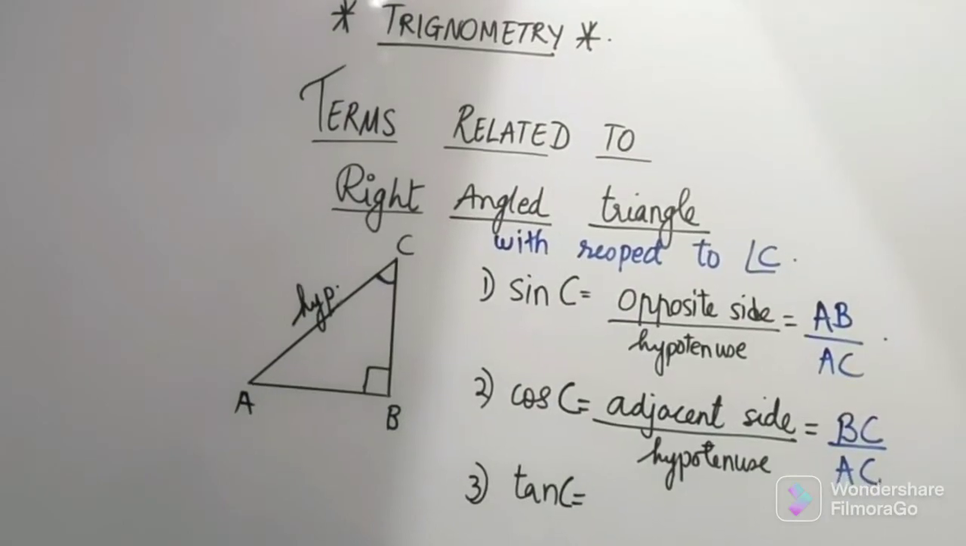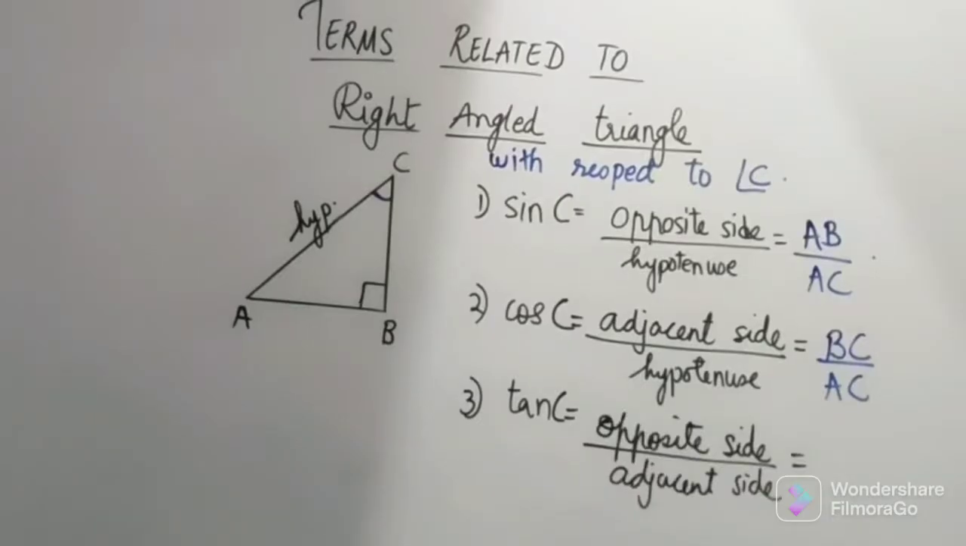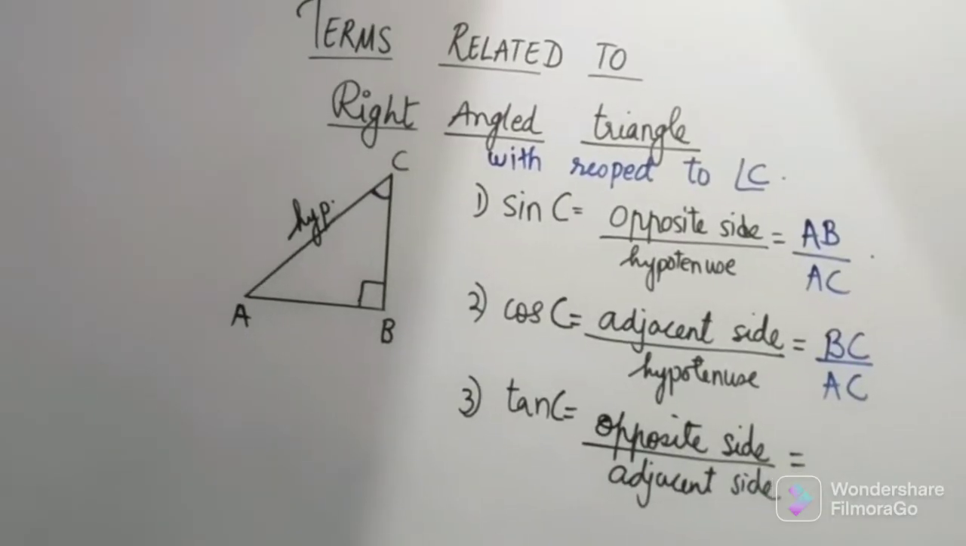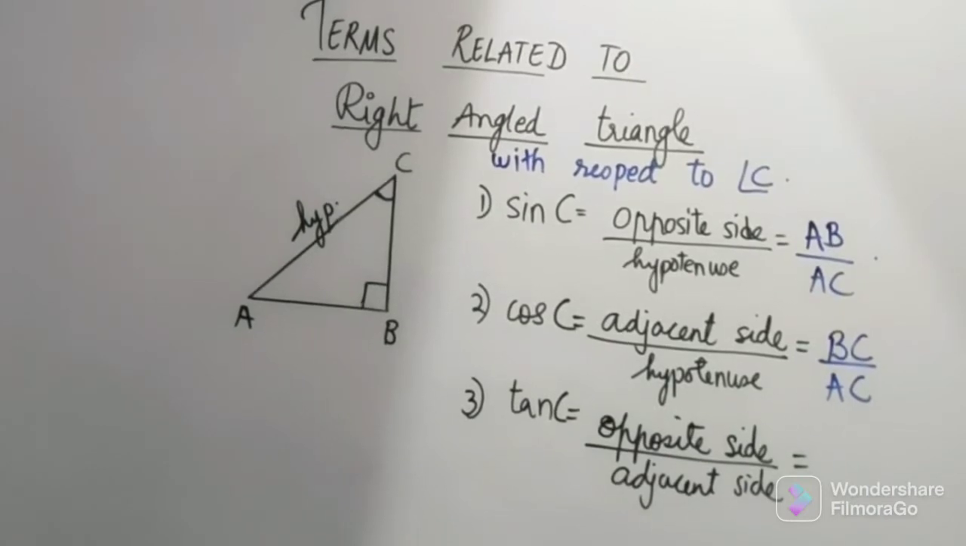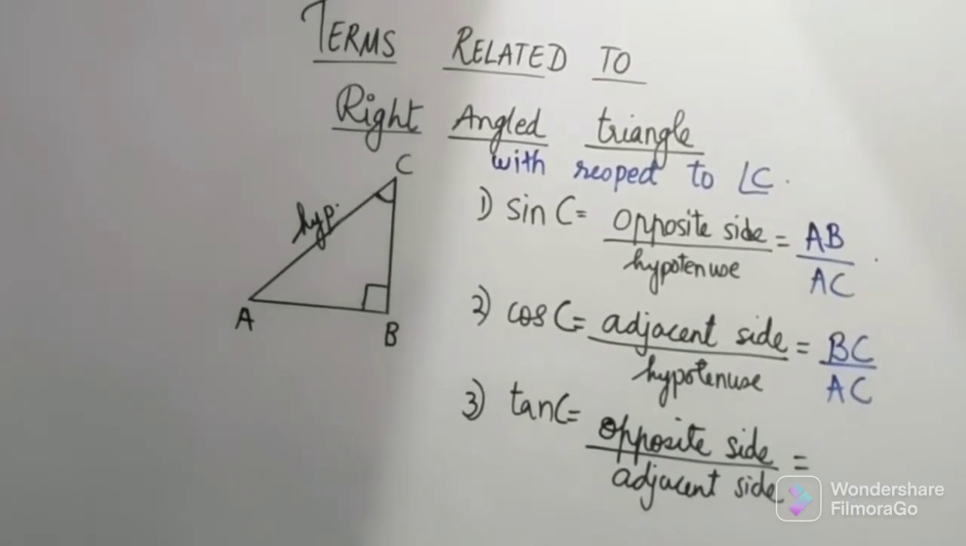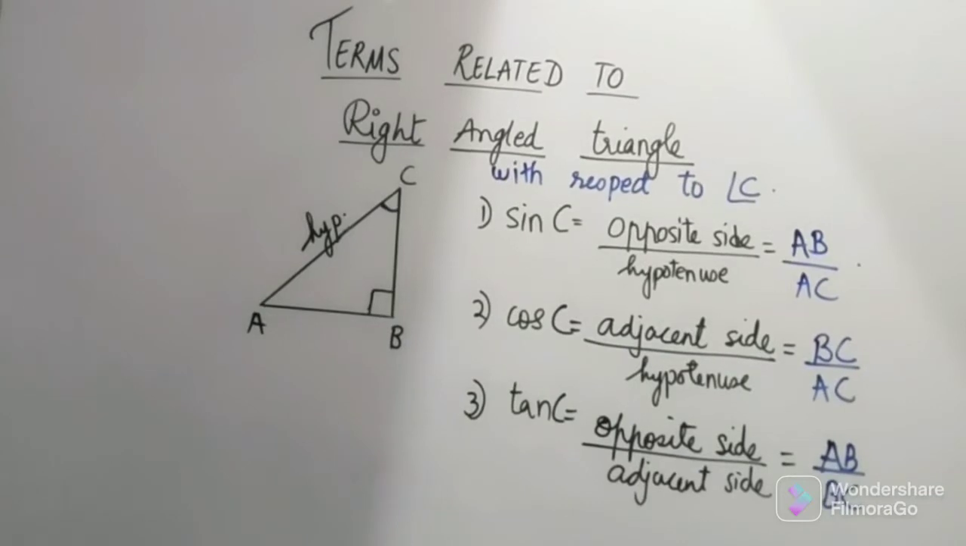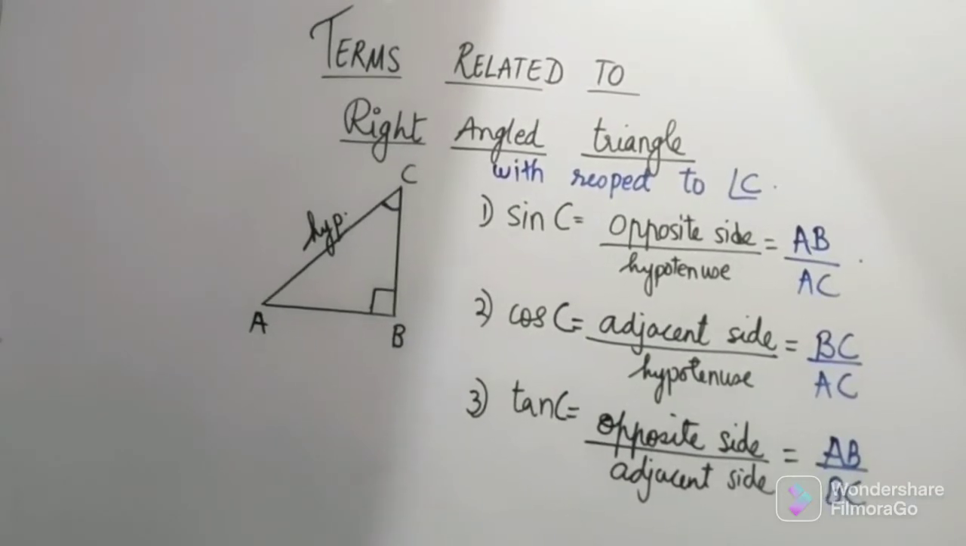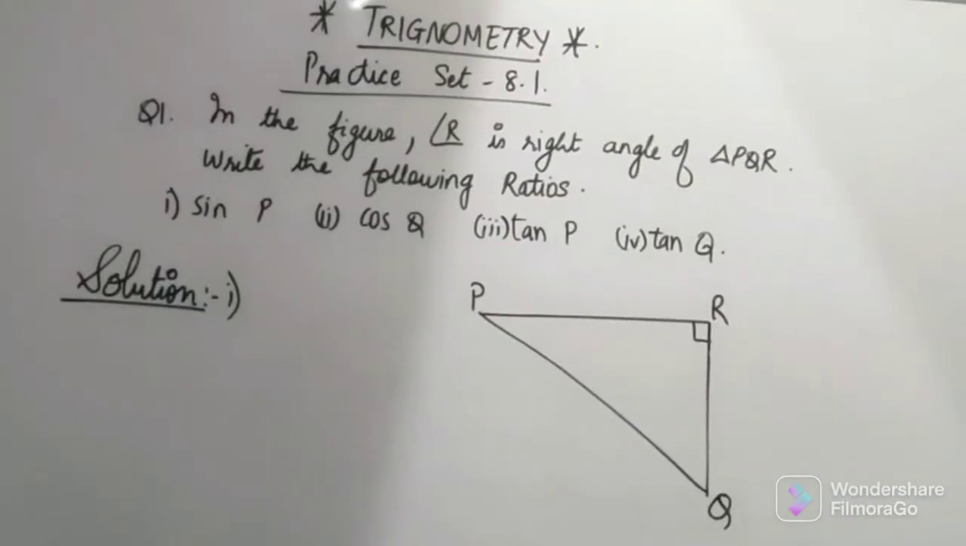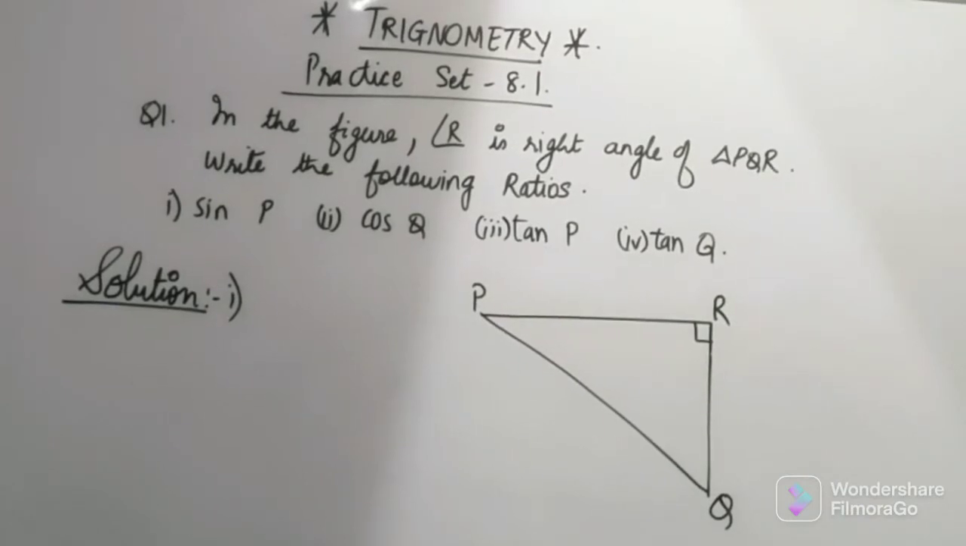The last term is tan C, that is opposite side upon adjacent side. And I've already told you opposite is AB and adjacent is BC. So with this, we'll start with practice exercise 8.1.